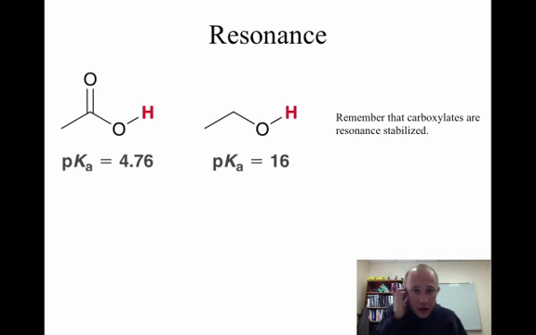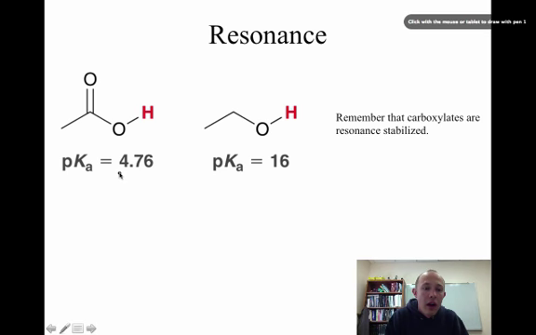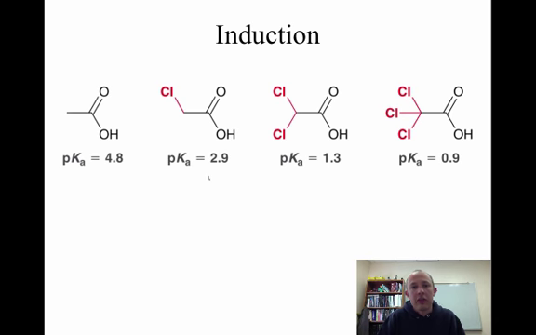Like I just mentioned, the carboxylates, the conjugate base of a carboxylic acid, are stabilized by resonance, and that's the reason carboxylic acids are so much more acidic than the corresponding alcohols. How else can we affect acidity? Induction can also be used: the more electronegative atoms we place close to the carboxylic acid, the more we can decrease the pKa. Notice that we get more acidic as we add more chlorines. Trichloroacetic acid is much more acidic than acetic acid.